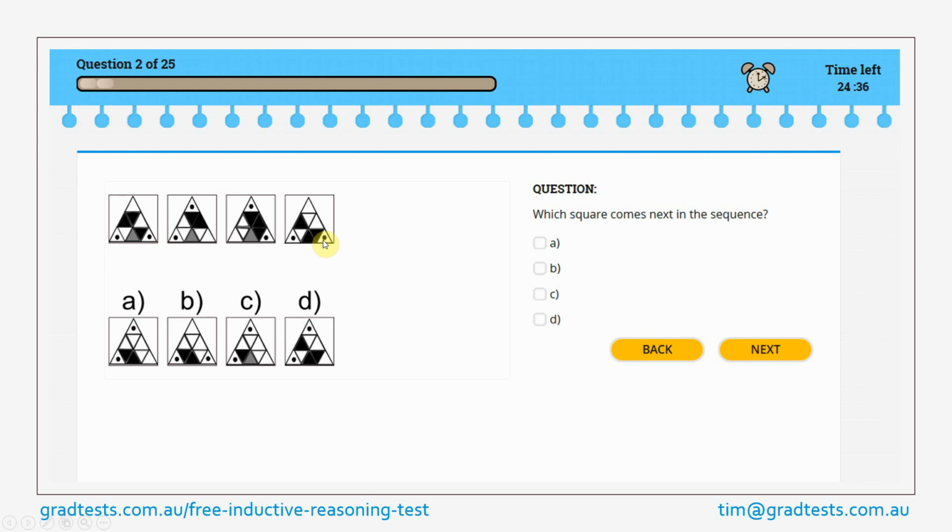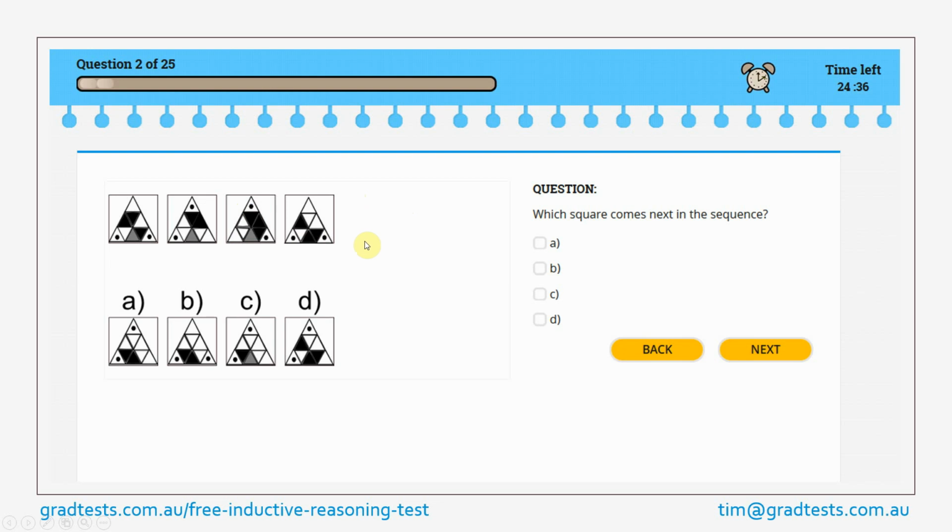So what exactly is happening here? I think what it looks like to me is that one of the black dots is moving anti-clockwise 60 degrees in each step. So between the first and second squares, this dot goes from the bottom right to the top, and then the next one goes from the bottom left to the bottom right here, and then this one goes from the top to the bottom left, and that kind of seems to fit.